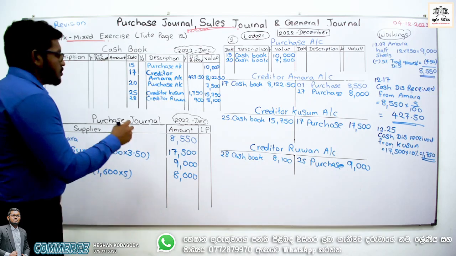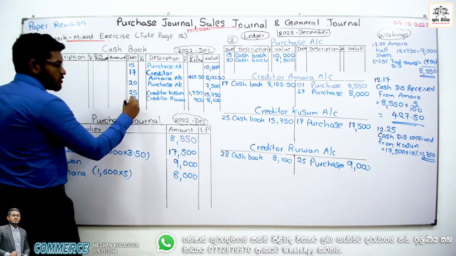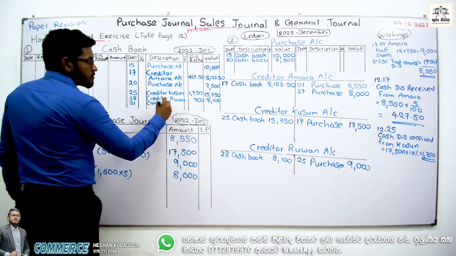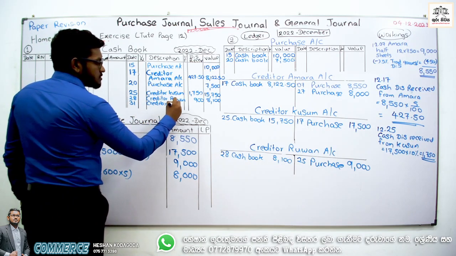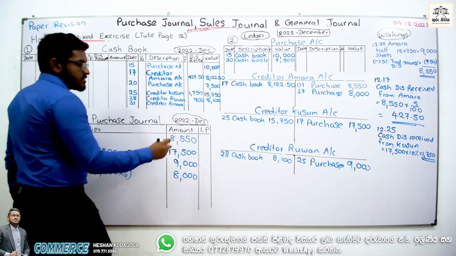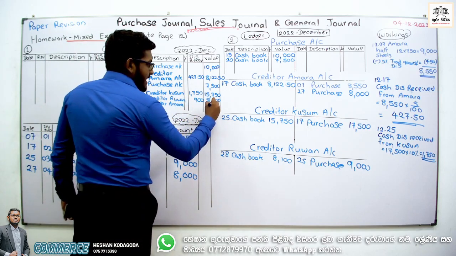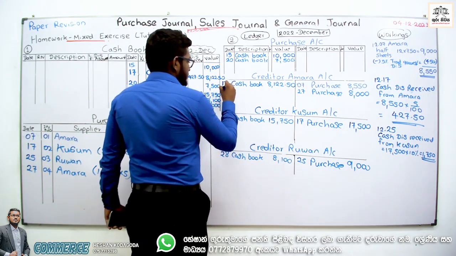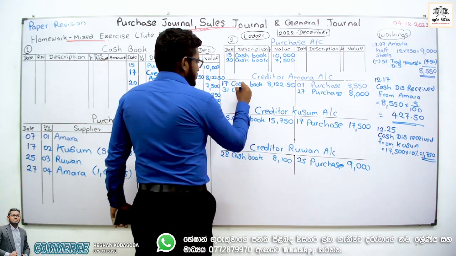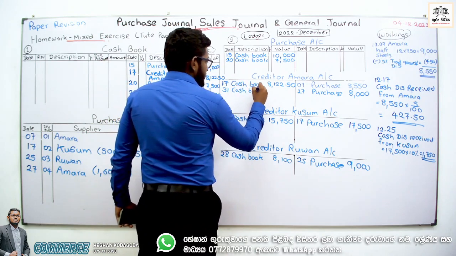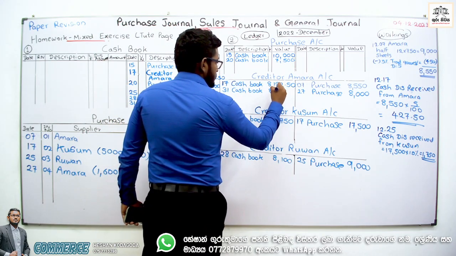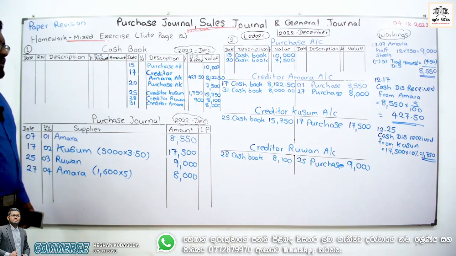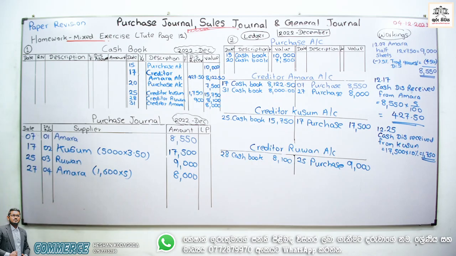8,000. So on the 31st, we need to write creditor Amar. Full amount we need to pay, which means 8,000. Cash book credit, creditor Amar account debit, on the 31st. Cash book. How much? It's rupees 8,000. Okay. Nice.